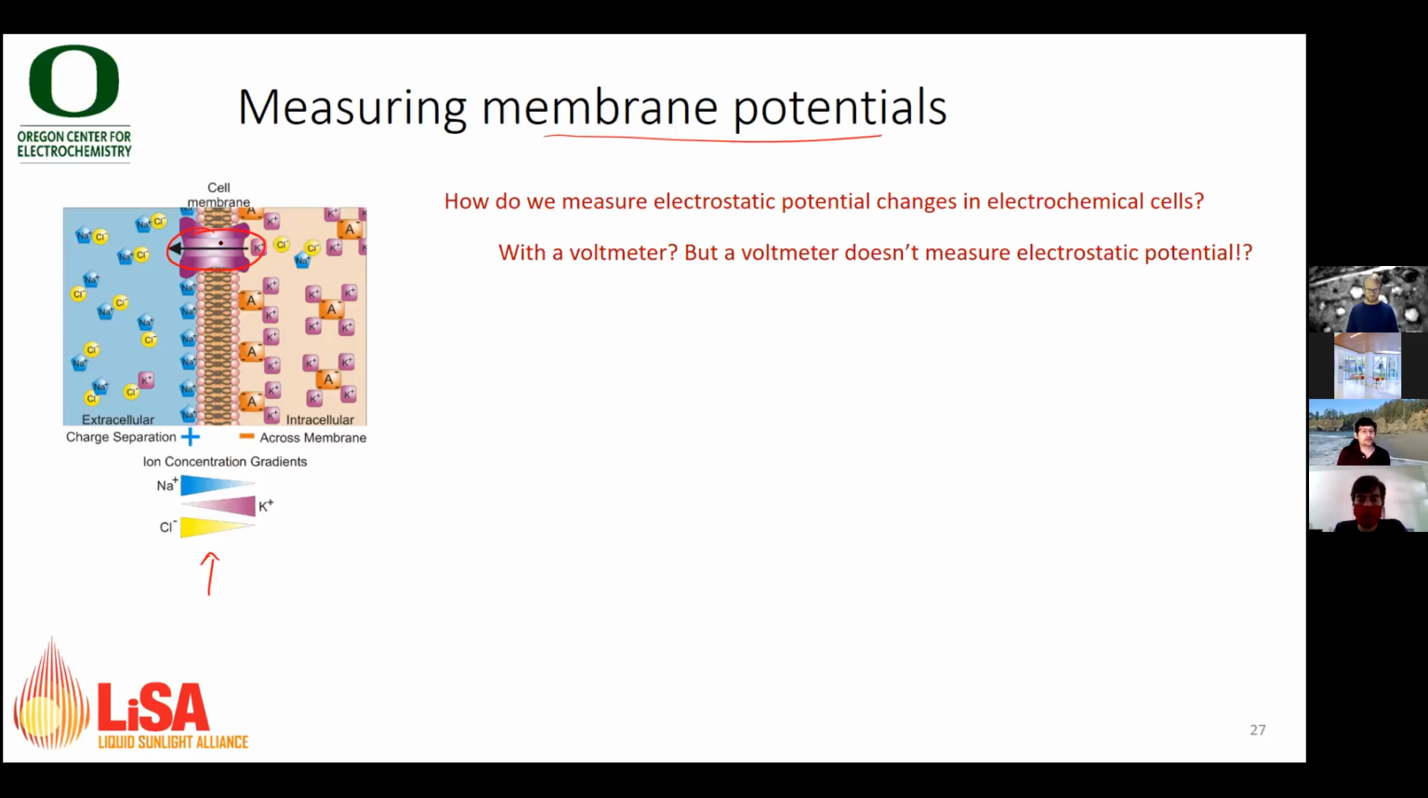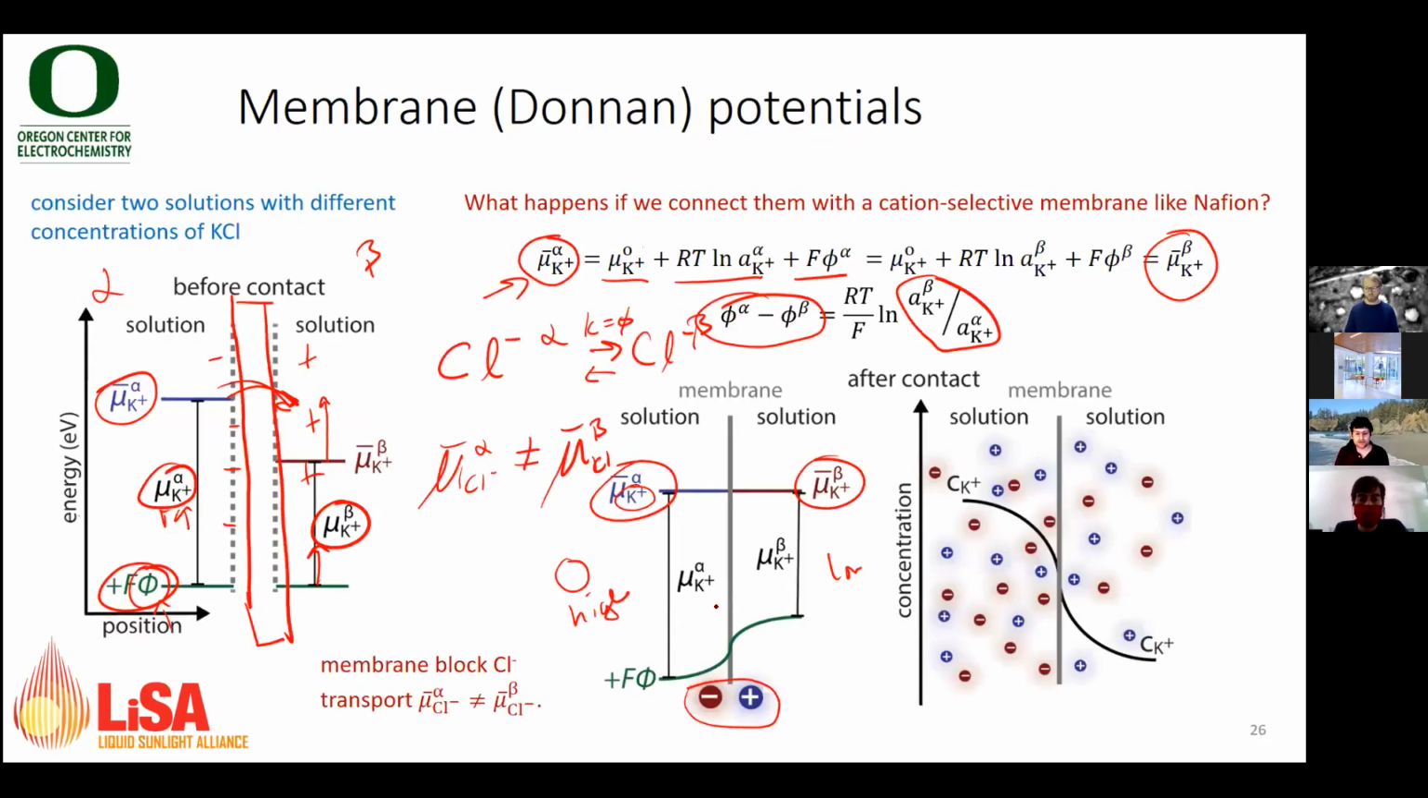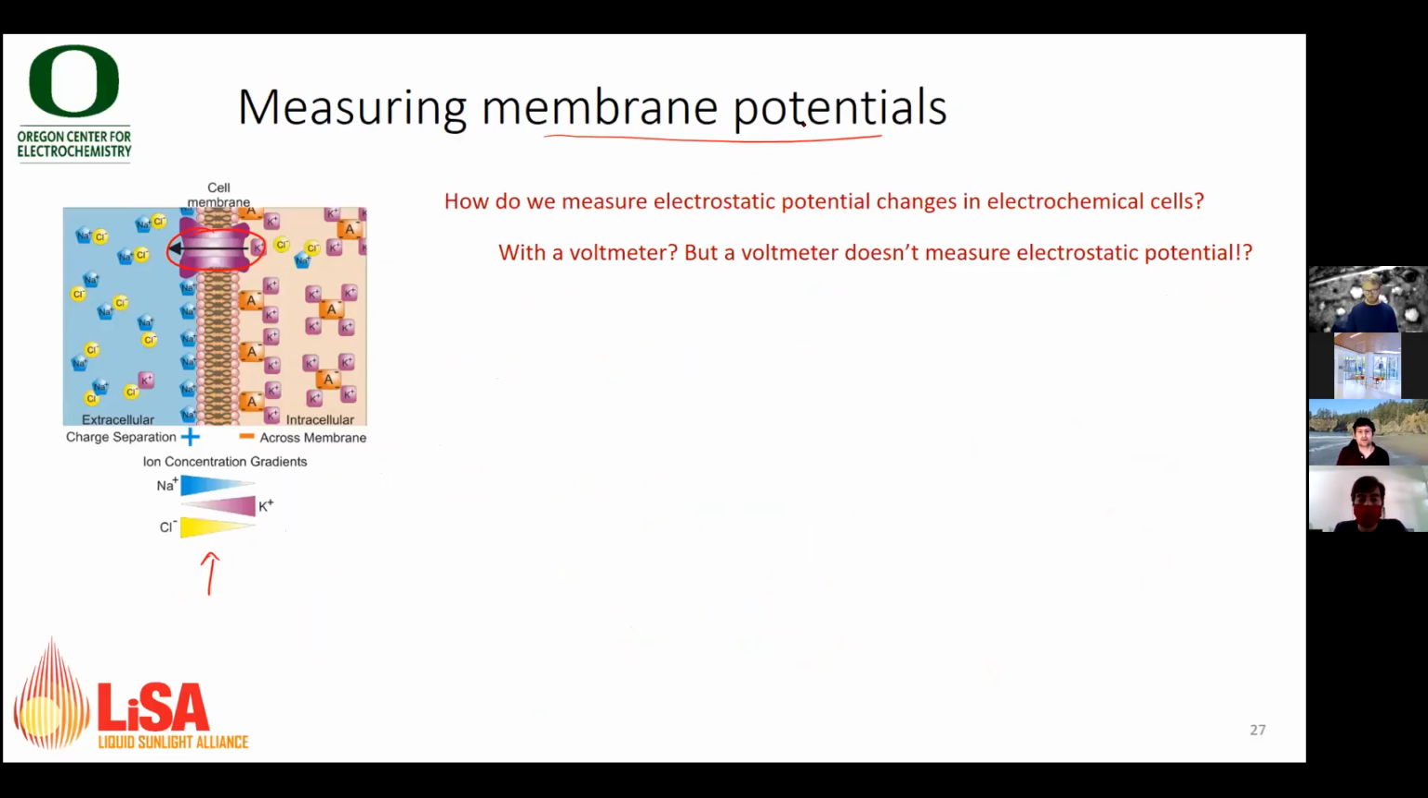So if you wanted to measure this cell potential, or you had a piece of Nafion and you wanted to measure the electrostatic potential, I wanted to measure this across the Nafion. How do I do it? So how do we measure electrostatic potential changes in an electrochemical cell? So can we do it with a voltmeter? I mean, maybe, but what I just told you is the voltmeter doesn't measure electrostatic potential, right? It measures electrochemical potential. So how do we do this? Does anybody have any ideas how the details?